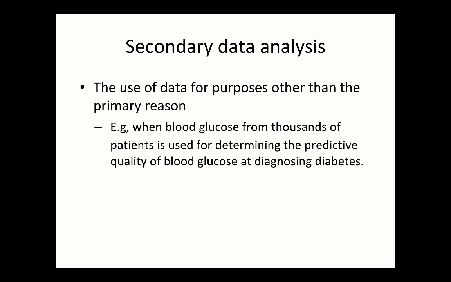Secondary data analysis, also known as secondary use of data, is the use of data for purposes other than the primary reason. An example of secondary data analysis is when blood glucose from thousands of patients is used for determining the predictive quality of blood glucose at diagnosing diabetes.